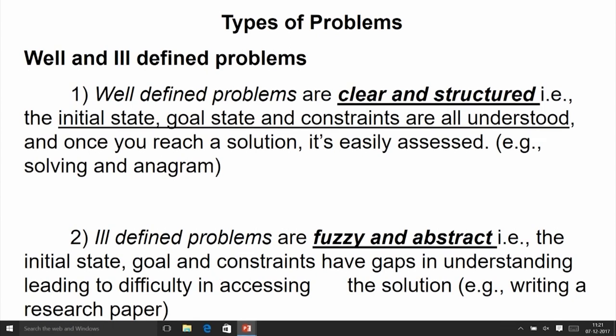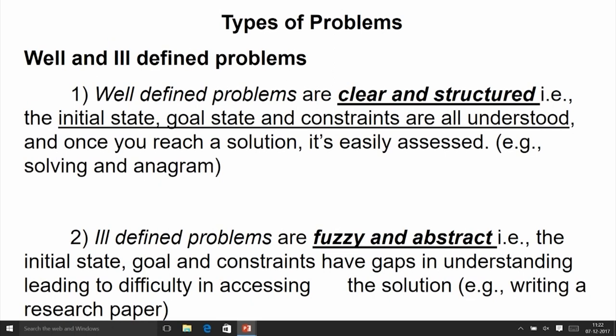Well-defined problems are those problems which are clear and structured, and they have a very clear and structured initial state, goal state and constraints, and all are understood. For example, the problem of writing a paper. When you are thinking of writing a paper, it is a very clear problem. You know that there is an initial state, the worry that you are having, the final state where you want to reach, and you know all the hindrances which are out there, and so these are called well-defined problems.